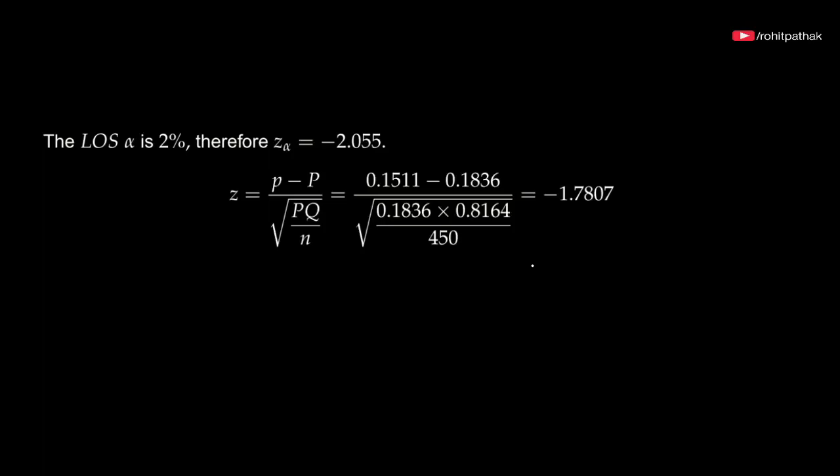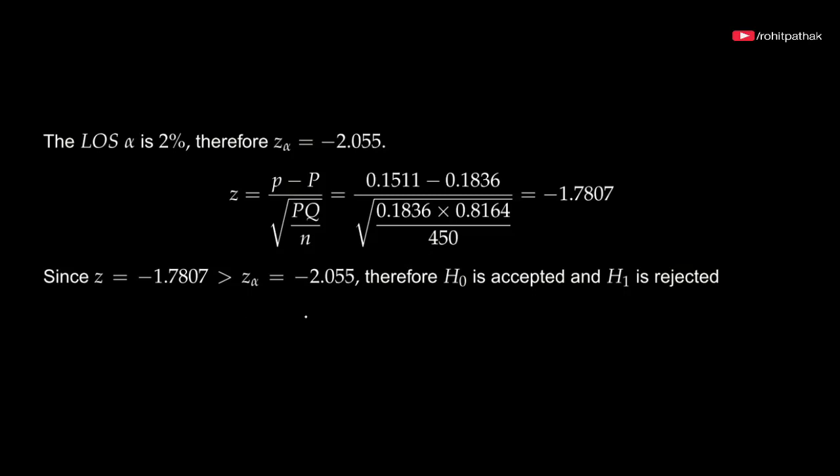So here the level of significance alpha is 2%. We note down this value corresponding to 2% level of significance. On the left hand side we have minus 2.055. Corresponding to this level of significance, this is the critical value and this is the critical region, and we find that this value falls in the acceptance region somewhere here. So the computed value of Z falls in the acceptance region, therefore H0 is accepted and H1 is rejected. That means the vaccine is not efficient. That means the vaccine has not reduced the fatality rate.